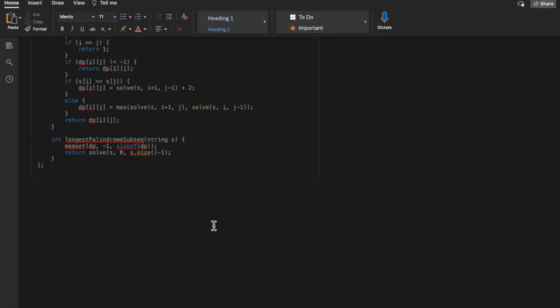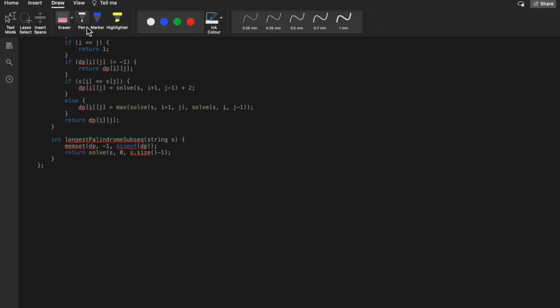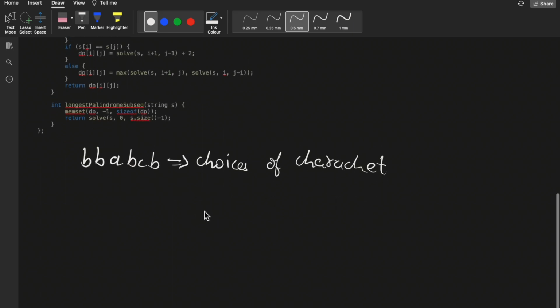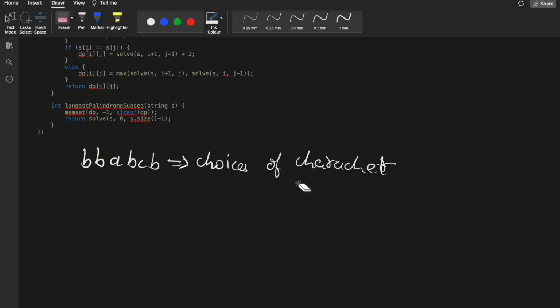Now for any given string, let's say you are given a string something like this. So guys, for any given string like this, you have some choices, right? Choices of characters to choose from which you can form a palindromic subsequence. Okay, so whenever you have choices of something, then based on the choices, what can you form? You can form a choice diagram or a recursion tree. How will you form that?